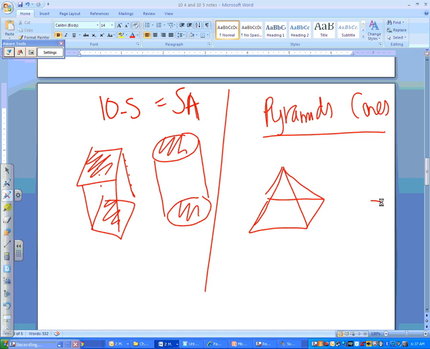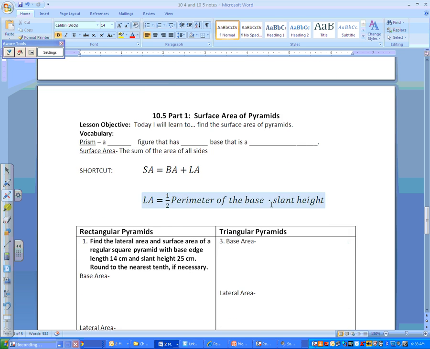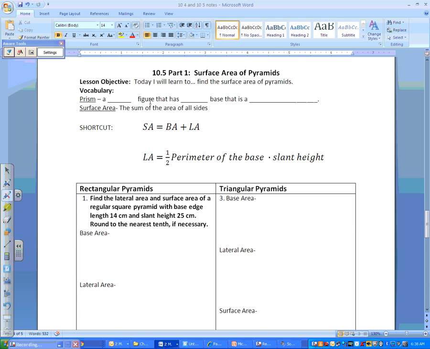And cones, same thing. Instead of having a polygon as their base, they have a circle as their base, and again, they come up to meet at a common vertex. So today we're talking about surface area of these two shapes. So for CP, you have these notes, and you're going to write down that a prism, again, is a three-dimensional figure. That's what we're talking about today.